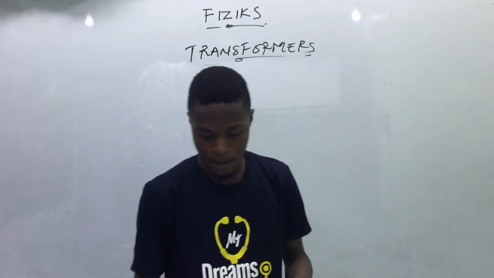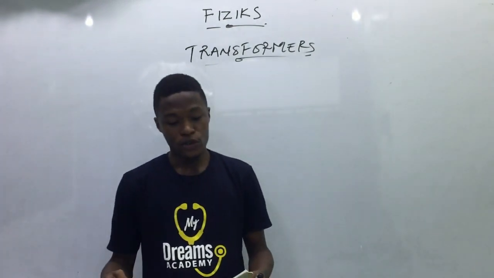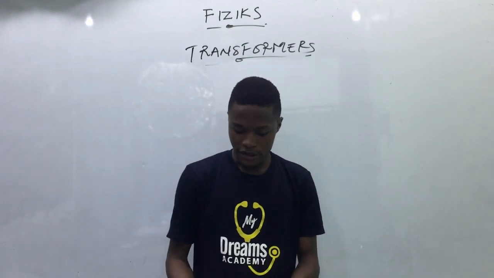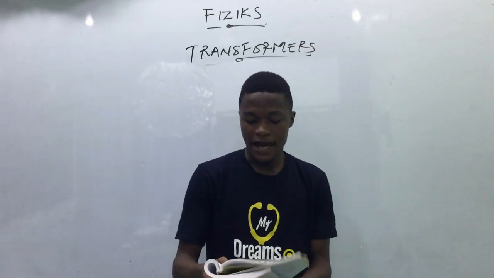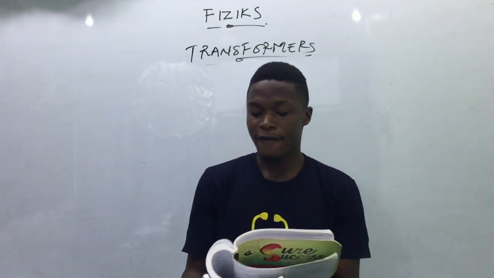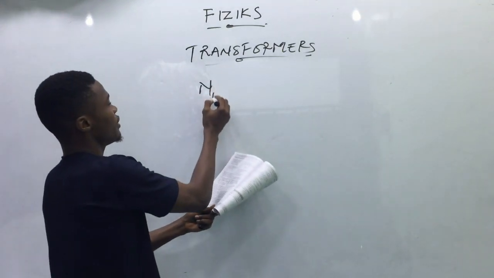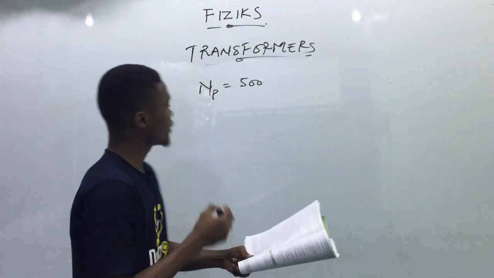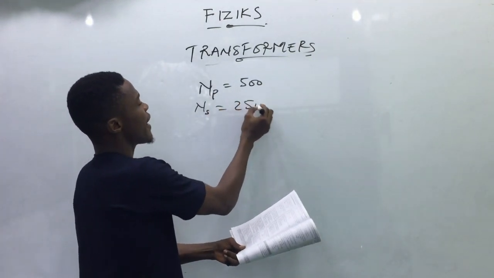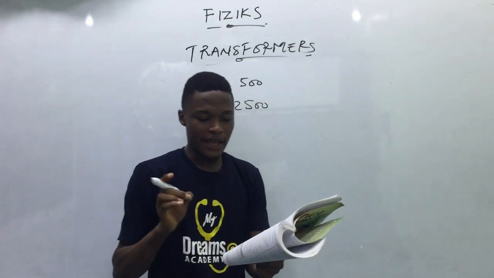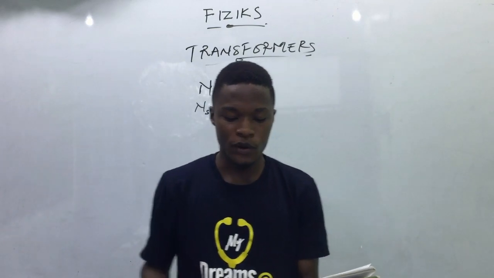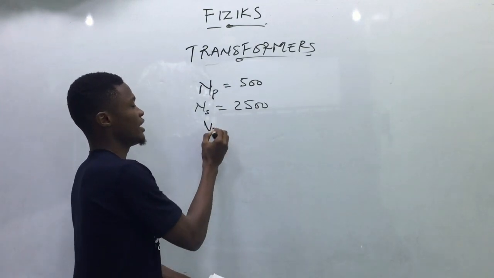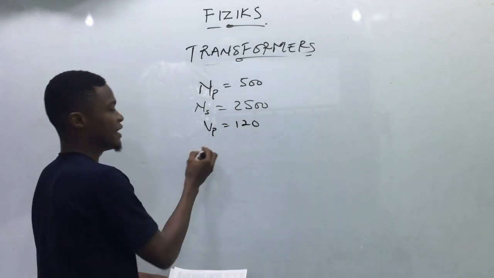We're going to take a question from UNN past questions. In 2005/2006, number 11, UNN asked a question under transformers. They said a transformer has a primary coil with 500 turns, so NP equals 500 turns, and a secondary coil with 2,500 turns, so NS is 2,500 turns. When the voltage input to the primary is 120 volts, the output is what? They gave us the input voltage through the primary, that is VP equals 120, and they are asking us to find VS.